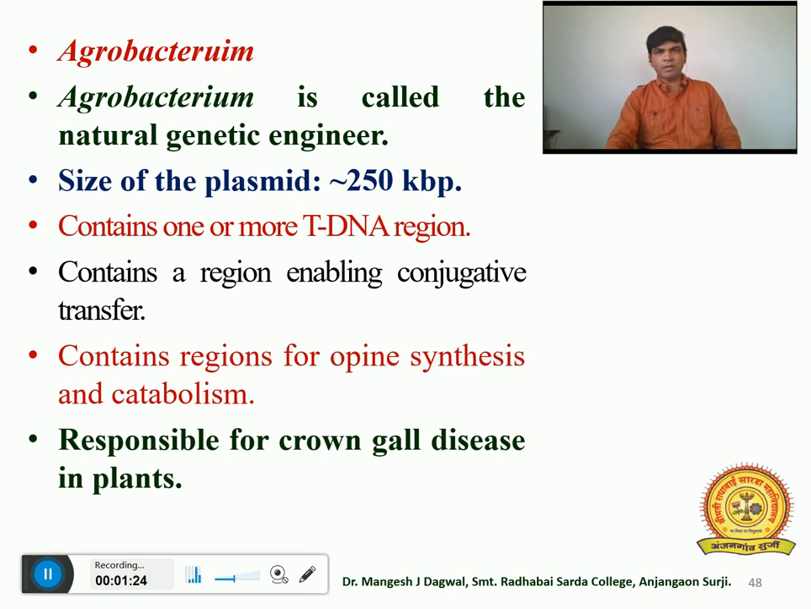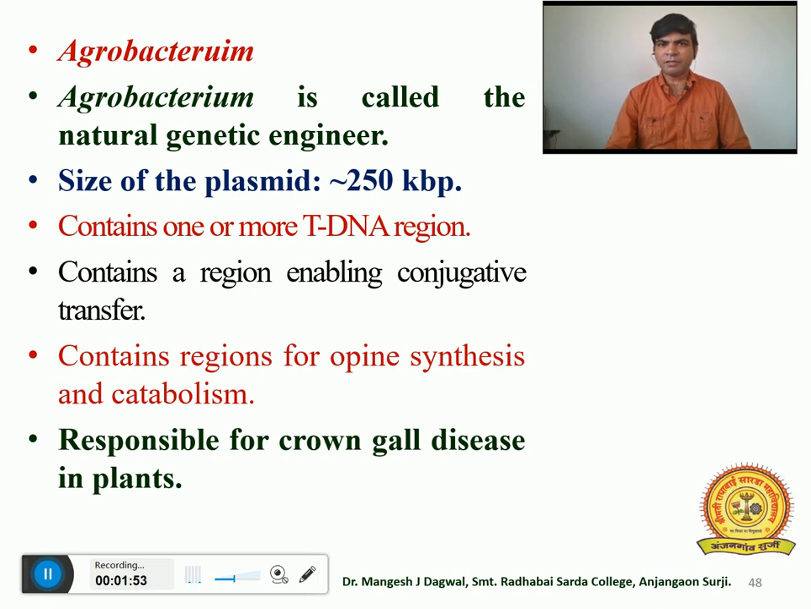This is also called a natural genetic engineer. Why is Agrobacterium the natural genetic engineer? Because this is a soil-borne bacteria and this is used for the transfer of our gene of interest. Now in this Agrobacterium-mediated gene transfer, in the Agrobacterium, the soil-borne bacteria, there is the presence of the plasmid.